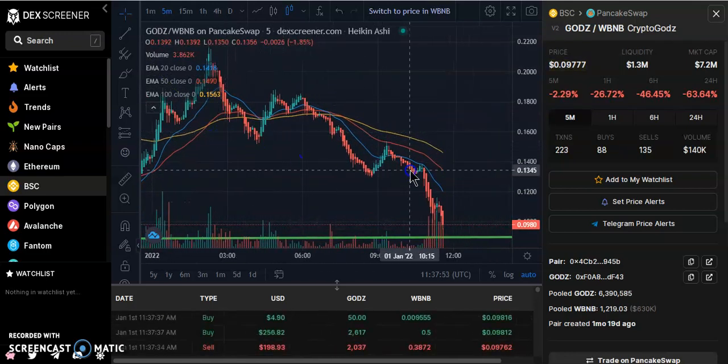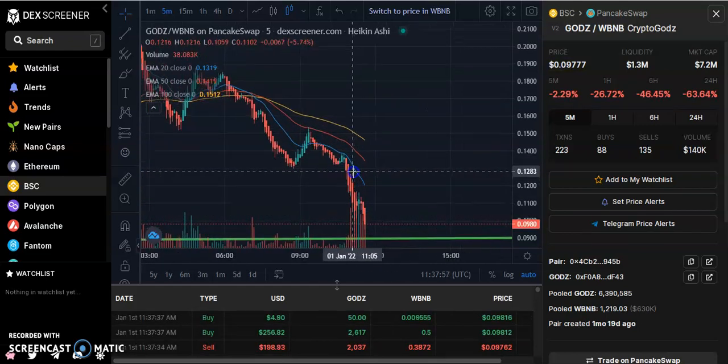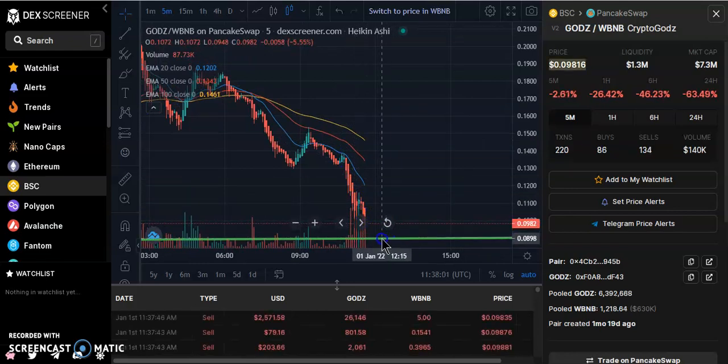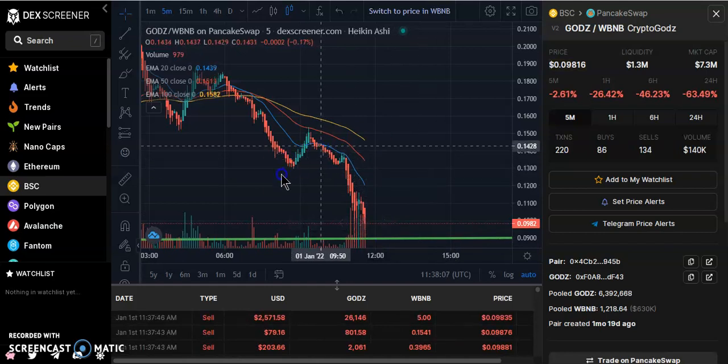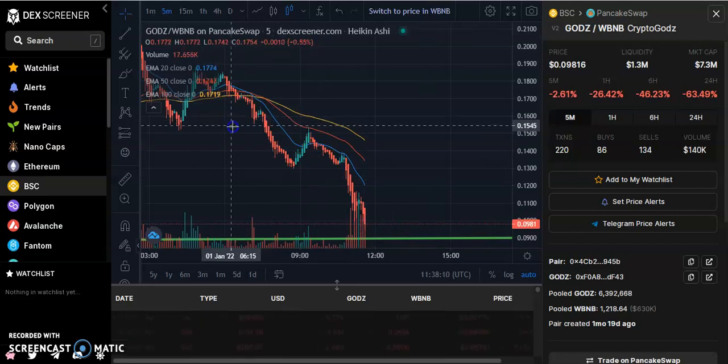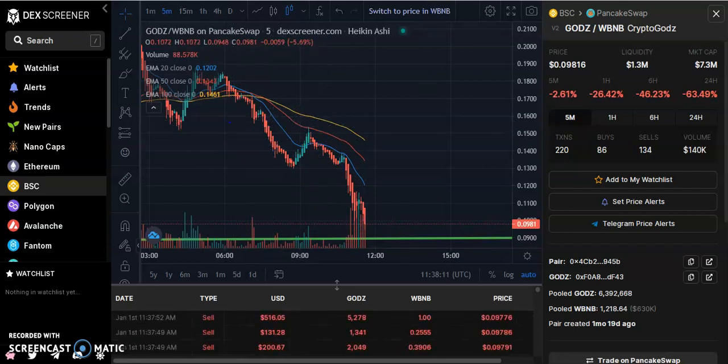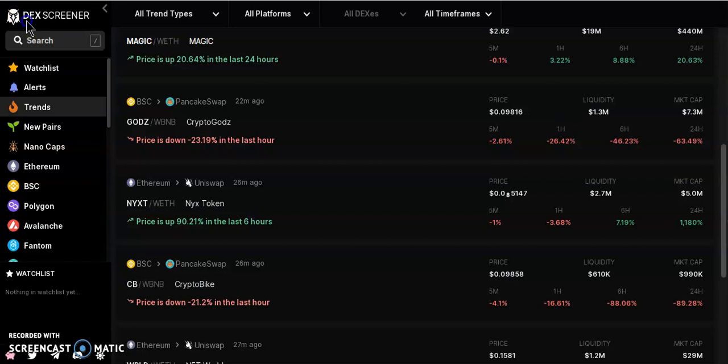If I had to jump in, I would just have to wait on this one until I find a reversal, until the price hits this green line right here and bounces back up. I truly believe that this token would bounce back up. So that's one example. Let me show you another one.